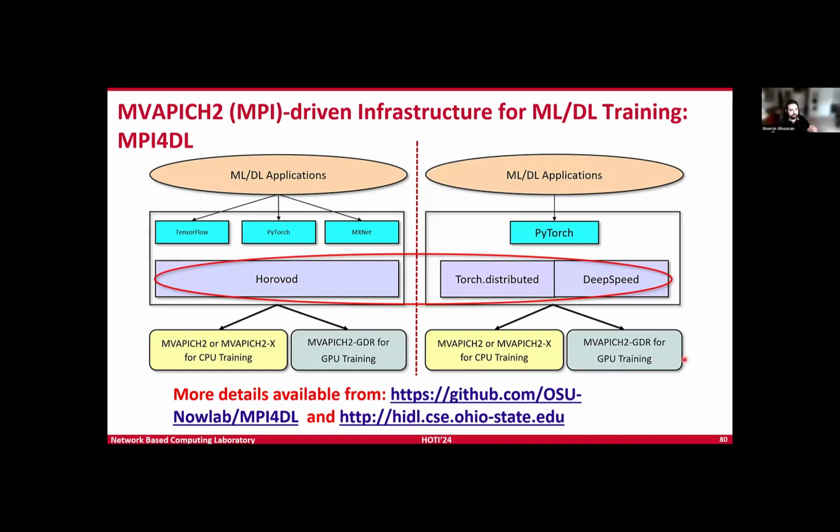And then under all of this, we have the communication runtime. With the MVAPICH library, we use MVAPICH2 or MVAPICH2-X for CPU-based training and MVAPICH2-GDR for GPU-based training. However, with the new release of MVAPICH-Plus, we're combining both of these libraries, so you'll be able to get the best performance, whether you're using CPU or GPU, with the same library, so you don't have to install two different libraries.